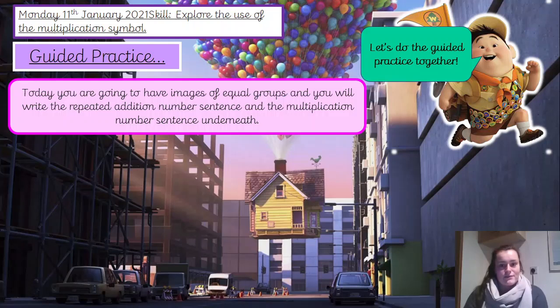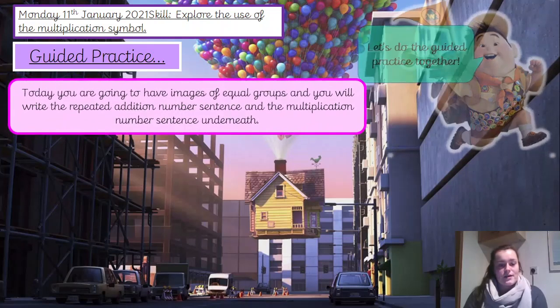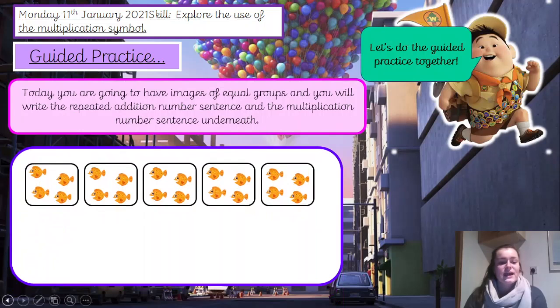So let's just have a look at this guided practice together. Okay, so this is my set of pictures. So I would like you to have a think, first of all, what would the repeated addition number sentence be for these fish? So pause the video and think about the repeated addition number sentence. Okay, so the repeated addition would be, oh, I've lost my mouse again. Where's it gone? There it is.